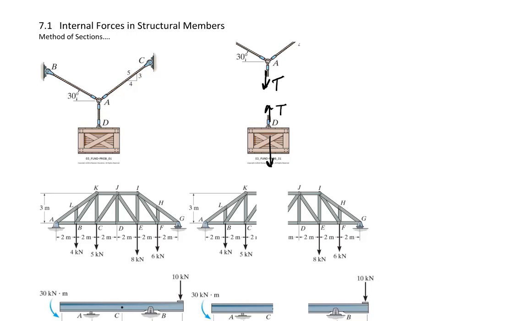We also said that if a structure is in equilibrium, then any portion of the structure is in equilibrium. For example, if this is in equilibrium, then this part is also in equilibrium, and I can write equations of equilibrium that define what's necessary to keep that from moving or accelerating.